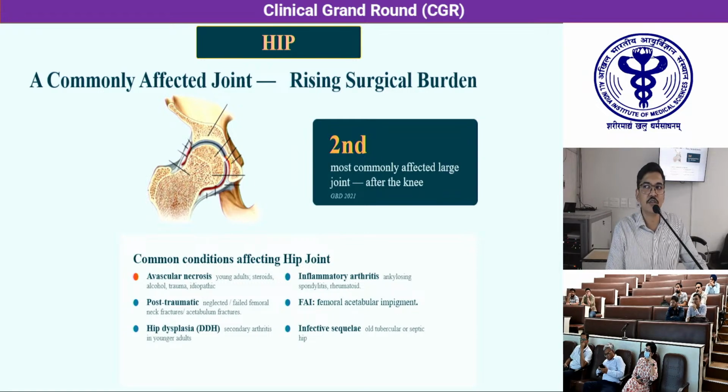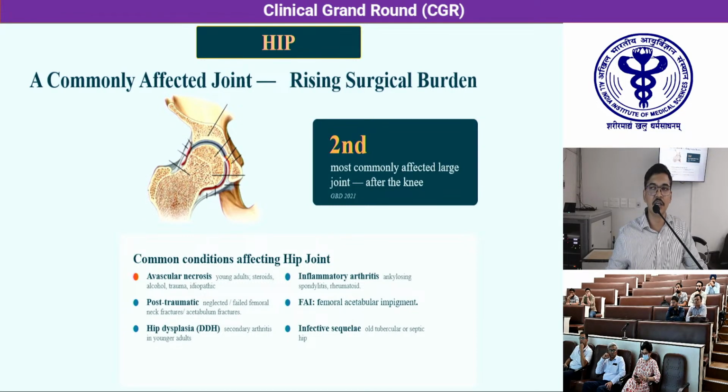The common procedures I want to highlight here: there's avascular necrosis, in which part of the head goes into necrosis, it collapses, it affects the overall joint, leads to arthritis and needs a surgical intervention. Second is sometimes the neglected acetabulum fractures or neck of femur fractures, which fail or undergo arthritis and need a surgical intervention of this joint.